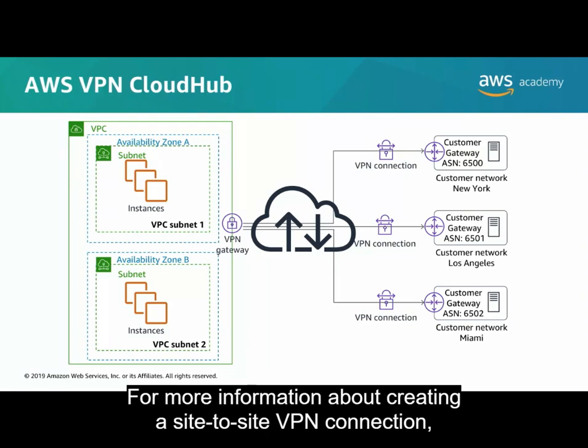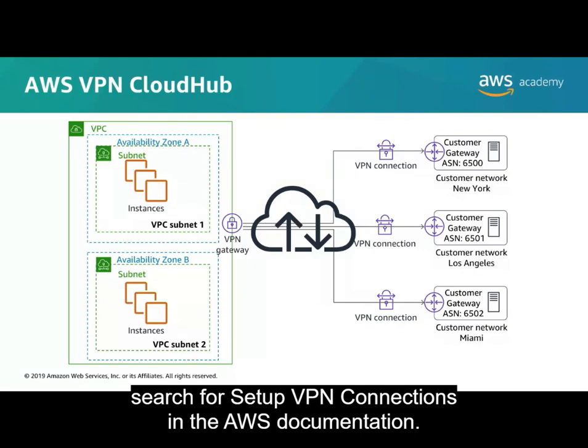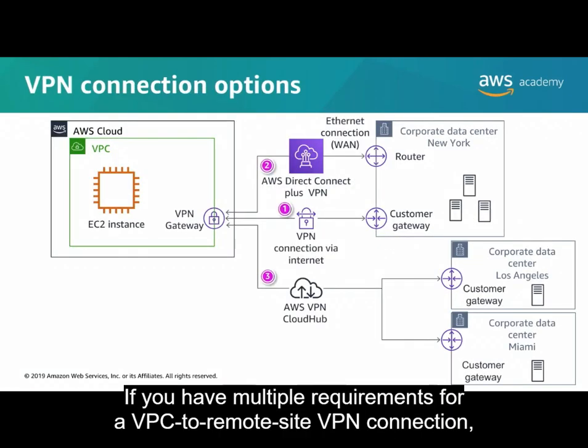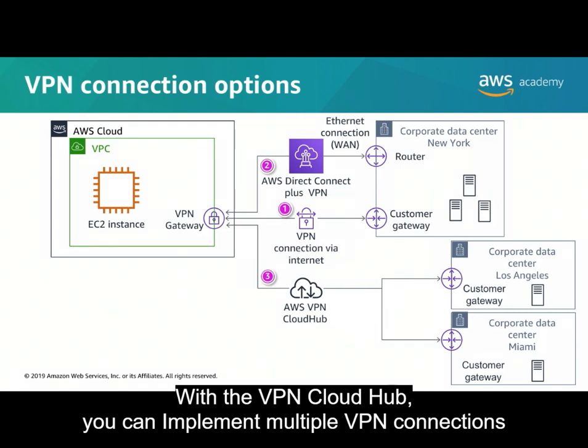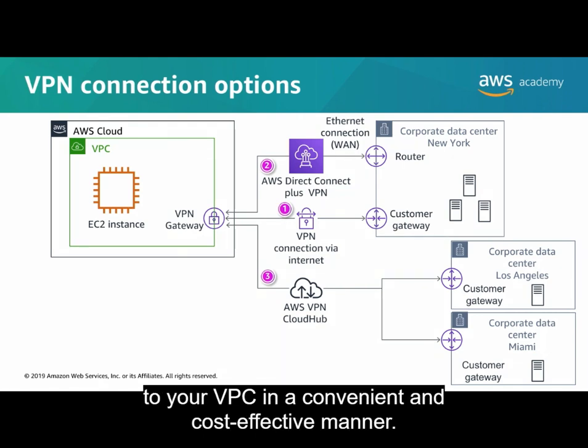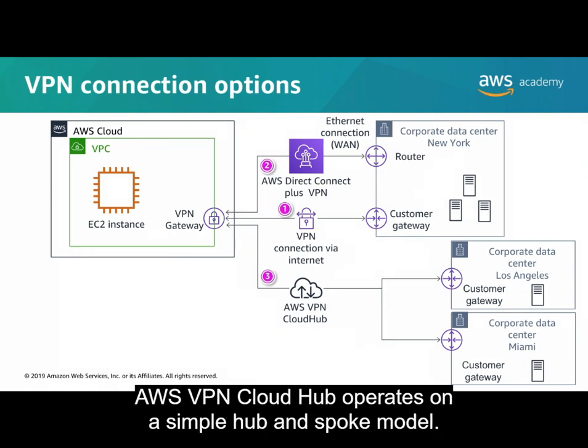For more information about creating a site-to-site VPN connection, search for Setup VPN Connections in the AWS documentation. If you have multiple requirements for a VPC to remote site VPN connection, you should consider using the AWS VPN Cloud Hub mode. With the VPN Cloud Hub, you can implement multiple VPN connections to your VPC in a convenient and cost-effective manner. AWS VPN Cloud Hub operates on a simple hub-and-spoke model.